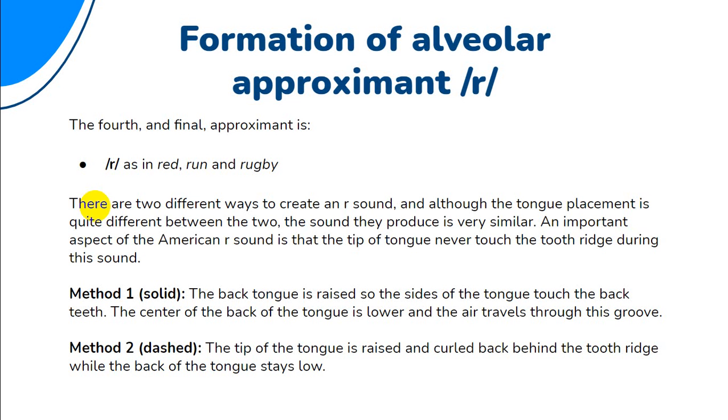Method 1. Solid. The back tongue is raised so the sides of the tongue touch the back teeth. The center of the back of the tongue is lower and the air travels through this groove. Method 2. Dashed. The tip of the tongue is raised and curled back behind the tooth ridge while the back of the tongue stays low.